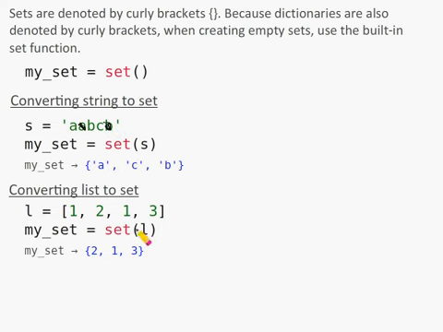If you convert a list into a set, it'll remove any duplicate elements in the list when it's converting it into a set. And once again, the set isn't in any particular order.